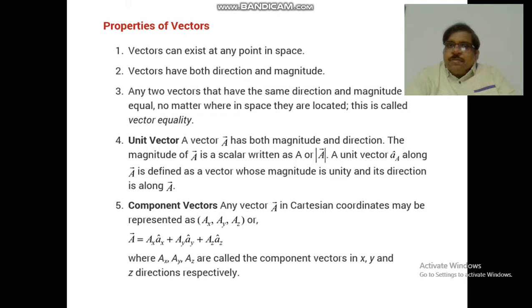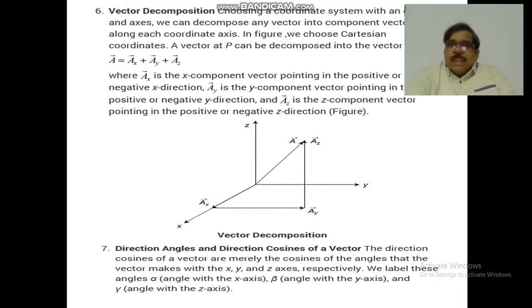And components of vectors. What is a component of a vector? In Cartesian coordinates, a vector may be represented as a bar equals Ax ax plus Ay ay plus Az az. Here Ax, Ay, Az are called the component vectors in the x, y, z directions respectively. And vector decomposition: choosing a coordinate system with coordinates and axes, we can decompose any vector into components.